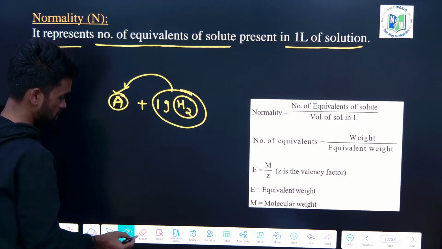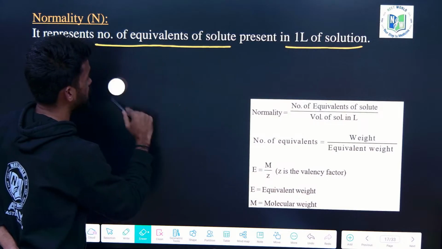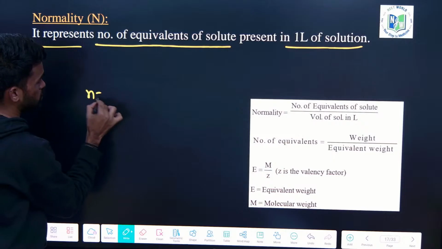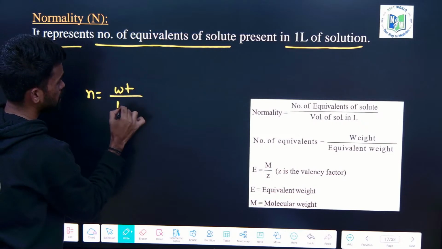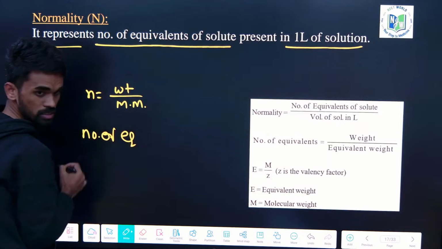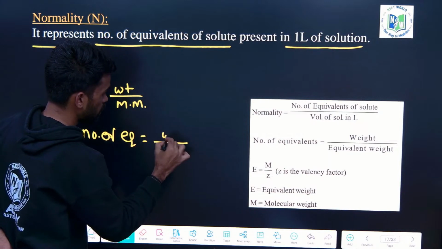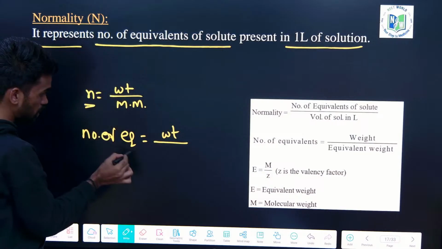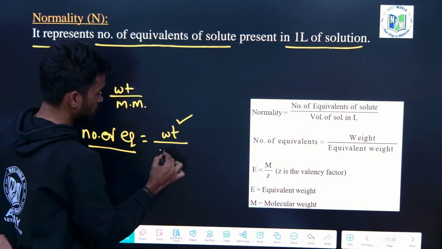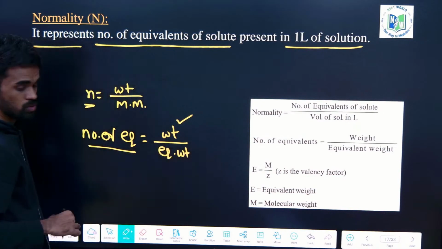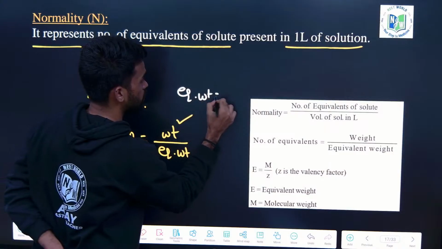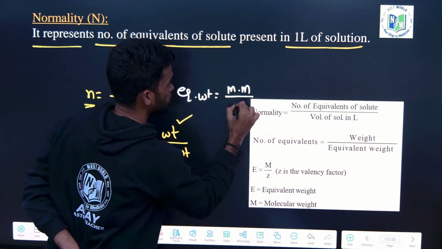For example, how can we relate equivalents and number of moles? Number of moles is given weight by its molar mass. Now number of equivalents means given weight by equivalent weight. So what is this new term, equivalent weight? Equivalent weight equals its molar mass divided by the valency factor.